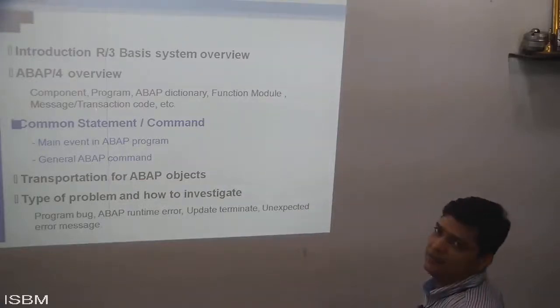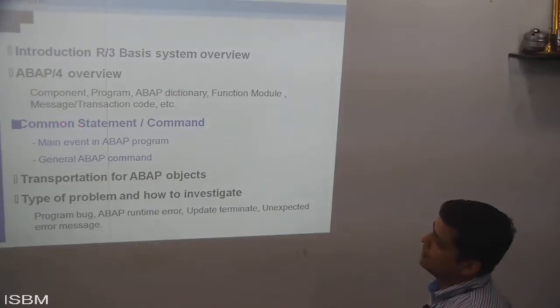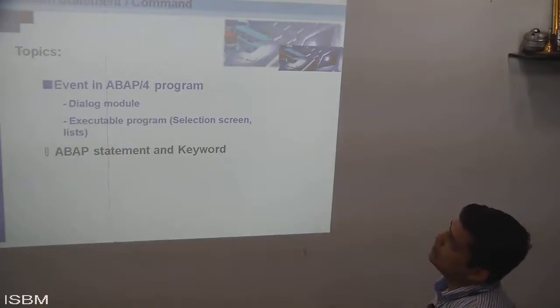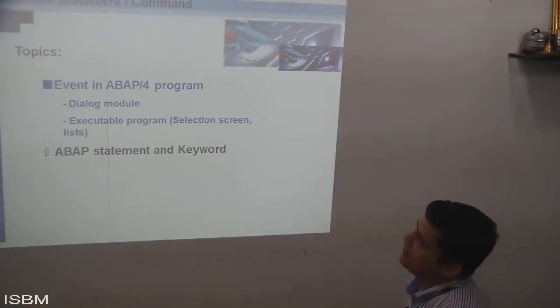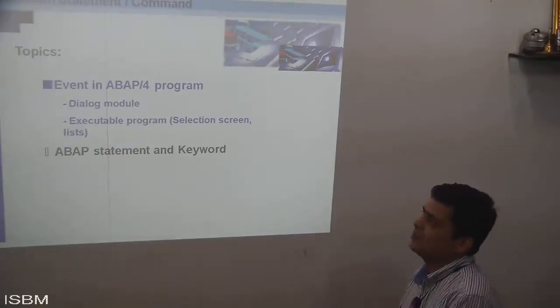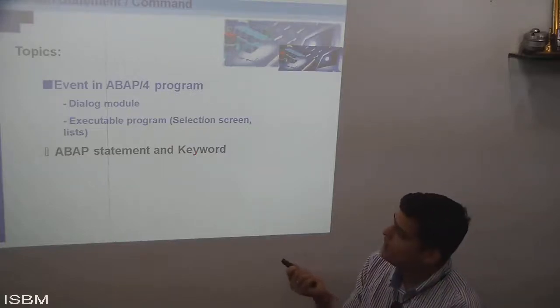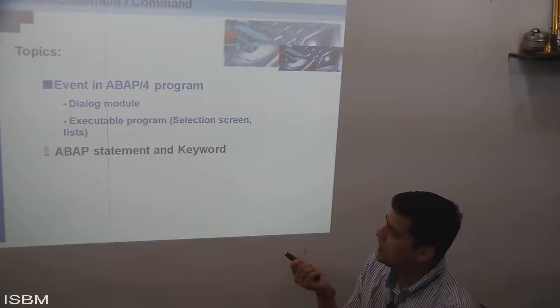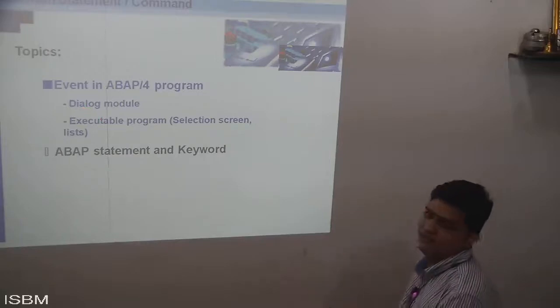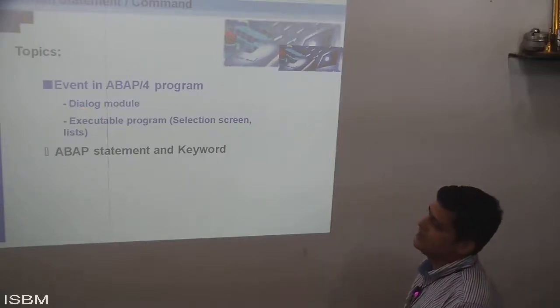We have a component, a program, ABAP dictionary, function module, transaction code, etc. Then error message, this content. So common statements, topics, events in an ABAP program, the dialog module and executable. There are two kinds of program: one is the executable program, second is the dialog module. Selection screen and list are available. Then ABAP statement and keyword.